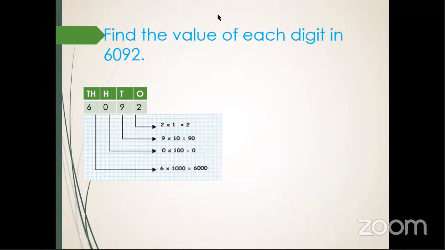For example, here, the name of the place where 2 is seated, in this example, is ones. They want the name of that place. For example, if you're staying in Kampala, and they're asking what is the place value of this boy here, the name of the place where you stay is your place value, okay? The name of that place.